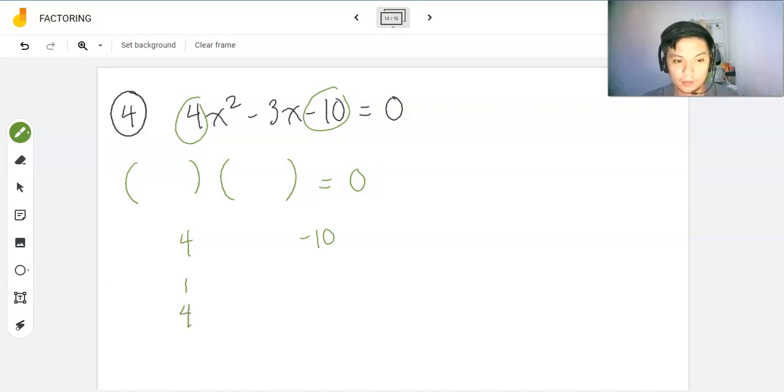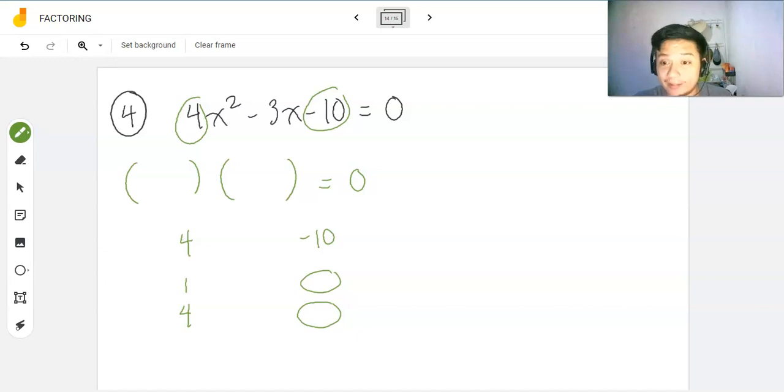Yan. So, it will not matter kung nasan yung nasa taas, nasan yung nasa baba. Kasi ang magde-decide, makakapag-influence sa magiging result ay yung order ng factors dito sa negative 10. Okay? So what are the factors of negative 10 that you think we should use?